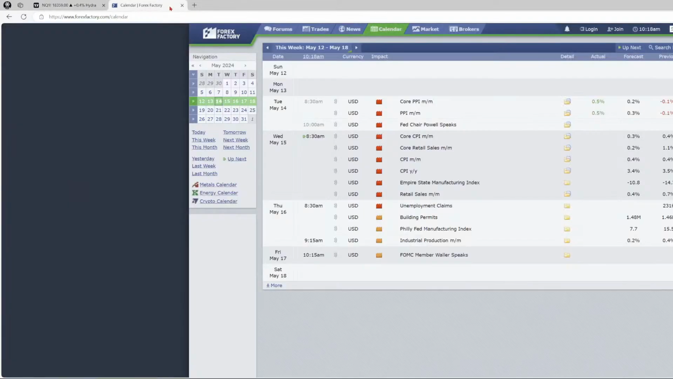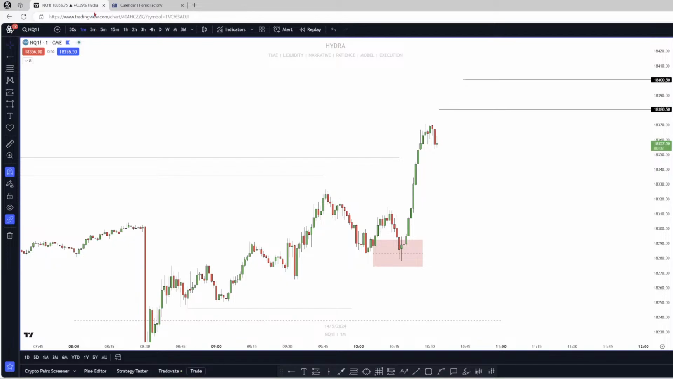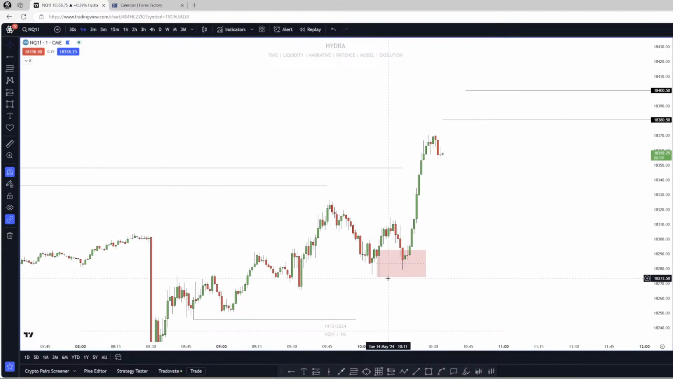What news do we have tomorrow? We have CPI. So we can also just leave it for tomorrow as well.